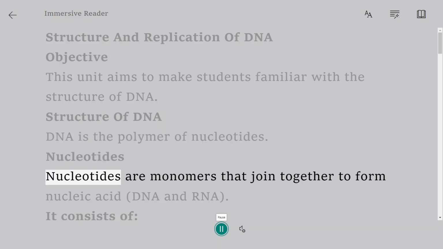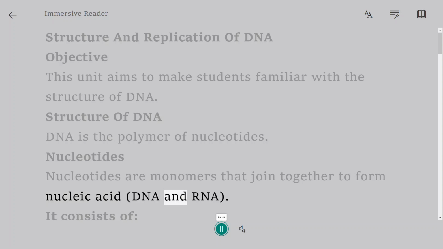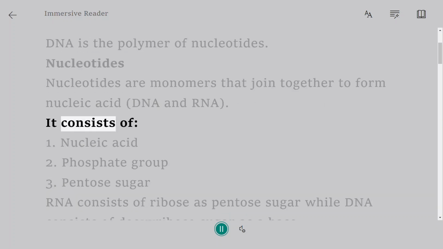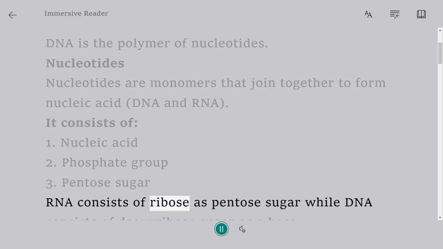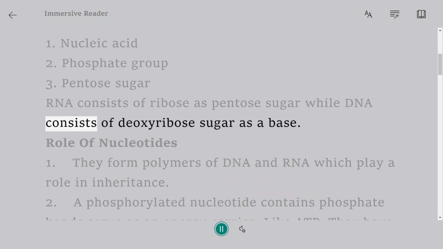Nucleotides. Nucleotides are monomers that join together to form nucleic acids, DNA and RNA. A nucleotide consists of: 1. Nitrogenous base. 2. Phosphate group. 3. Pentose sugar. RNA consists of ribose as the pentose sugar while DNA consists of deoxyribose sugar.